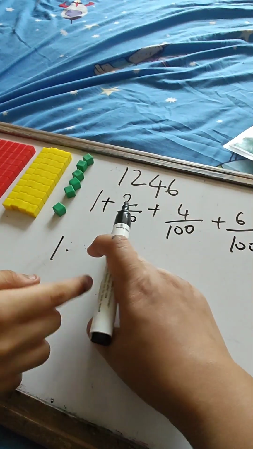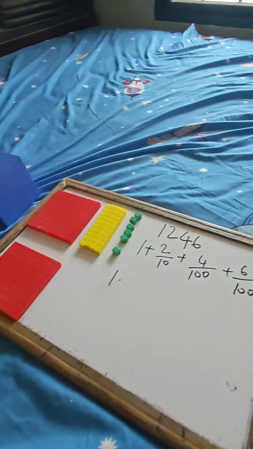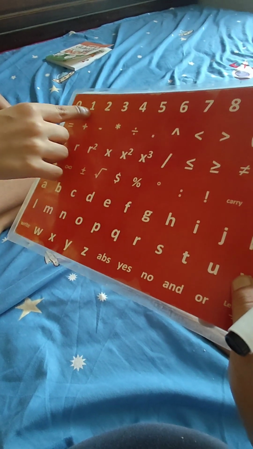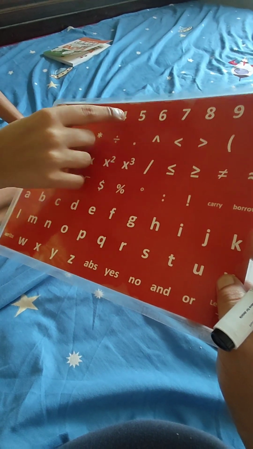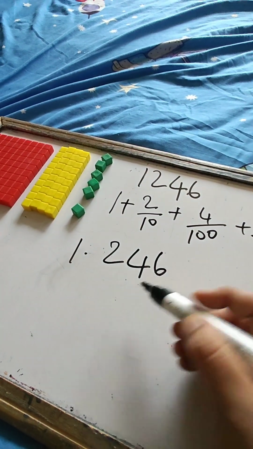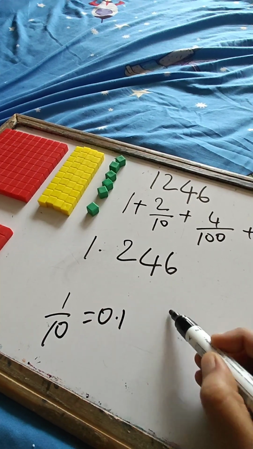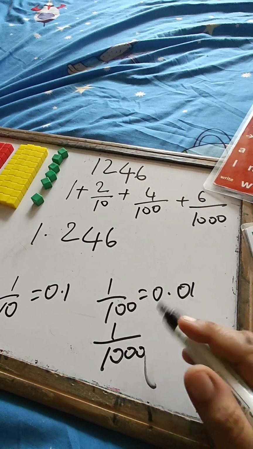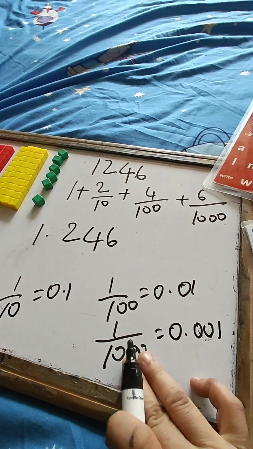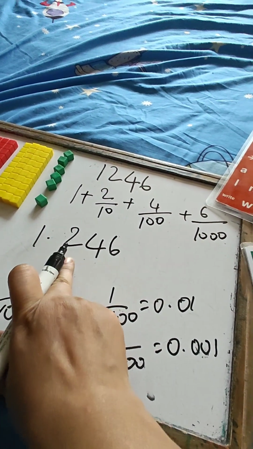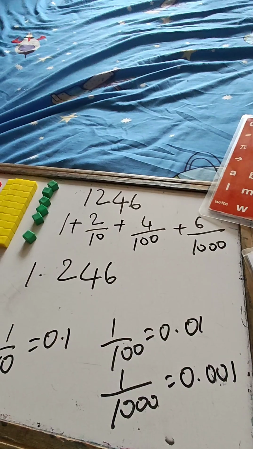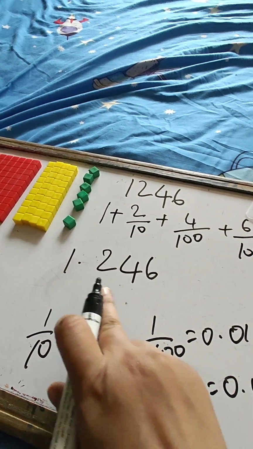Look at the fractions and then decide, okay? 1 point 1.246, because 1 by 10 translates to 0.1, 1 by 100 translates to 0.01, 1 by 1000 translates to 0.001. So, 2 by 10 will become 0.2, 4 by 100 will become 0.04, and 6 by 1000 will become 0.006.